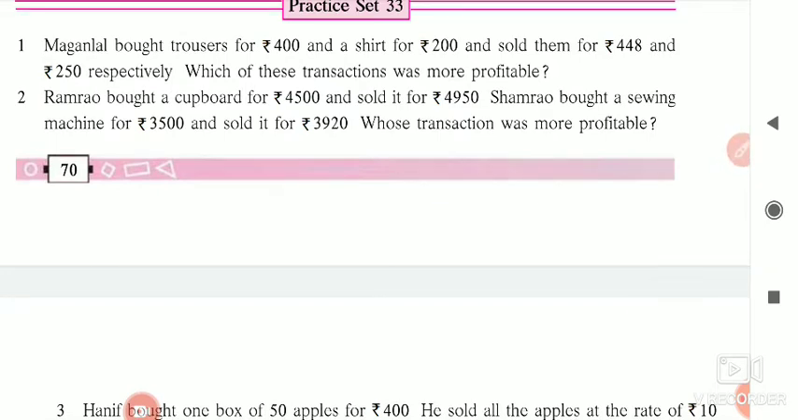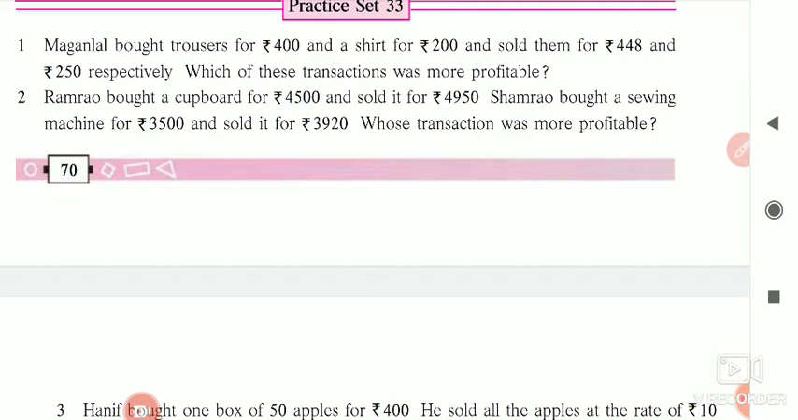So first of all, let's understand. CP of cupboard is 4,500, and SP of cupboard is 4,950. And the CP of sewing machine is 3,500 and SP of sewing machine is 3,920. Okay, so let us find out the profit percent, whose transaction is more profitable.